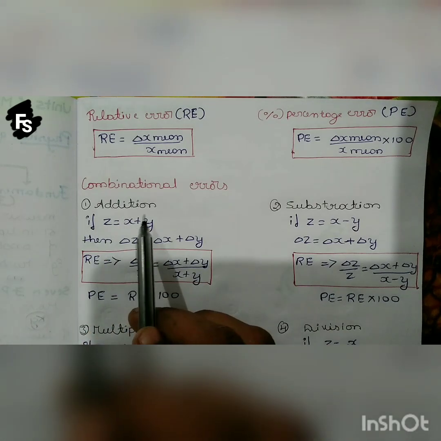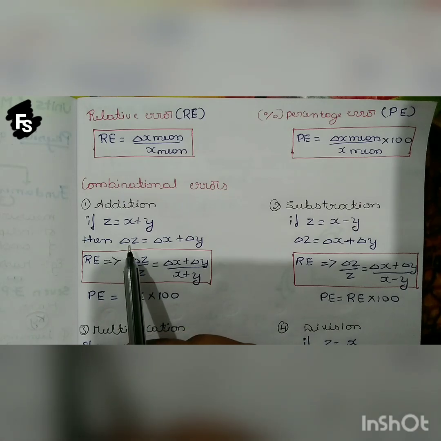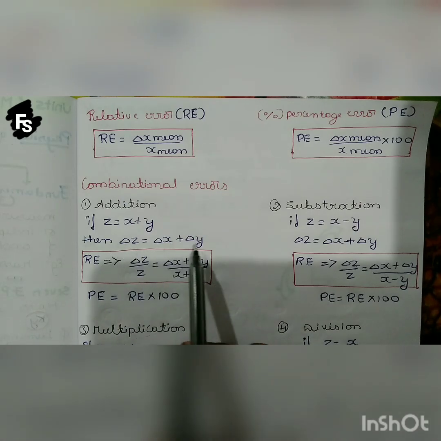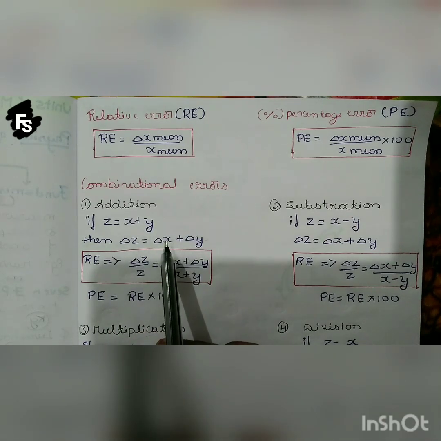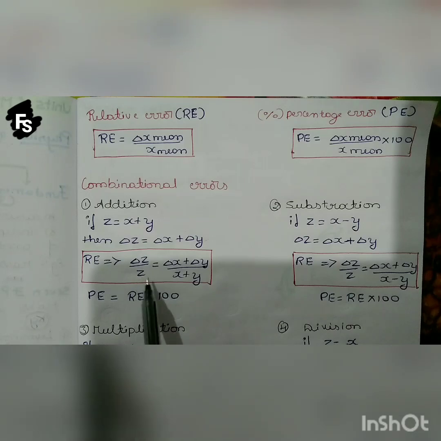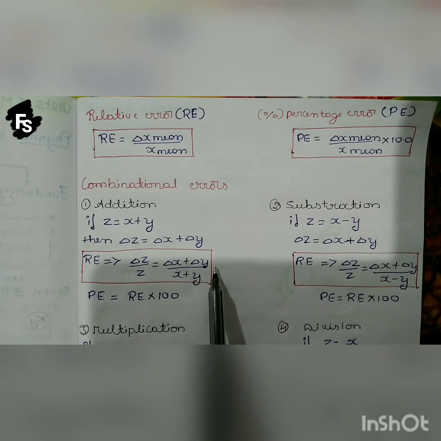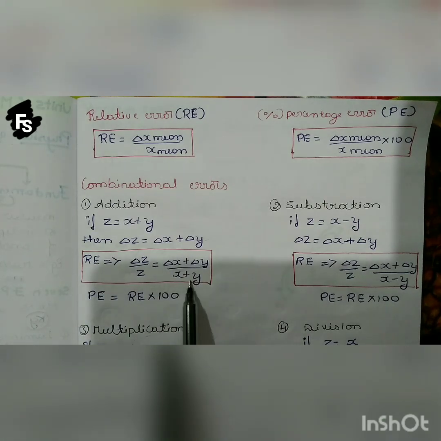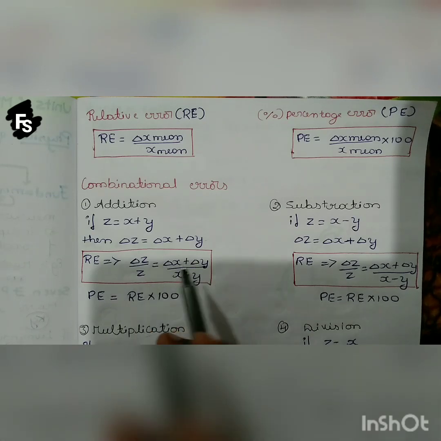Come to addition. If z equals x plus y, then the mean absolute error delta z equals delta x plus delta y. The error should always be maximum, so errors should be added. Then relative error is equal to delta z by z equals delta x plus delta y by x plus y. This is known as relative error. Then how to measure percentage error? It is measured by multiplying relative error by 100.